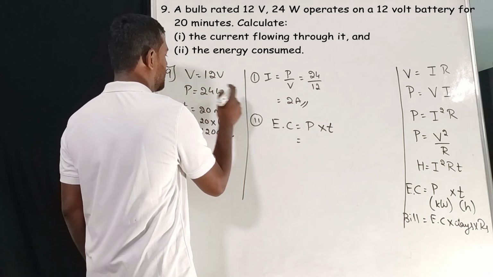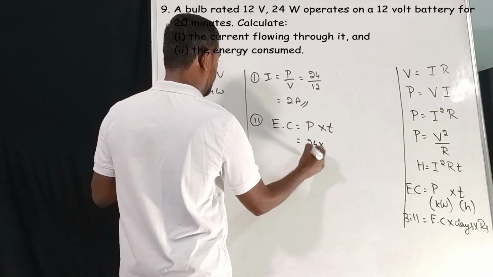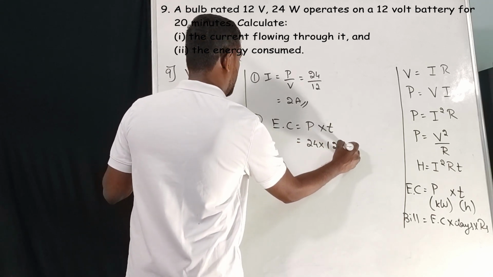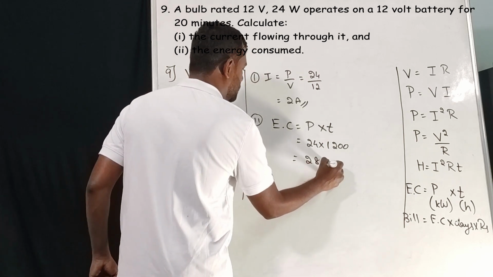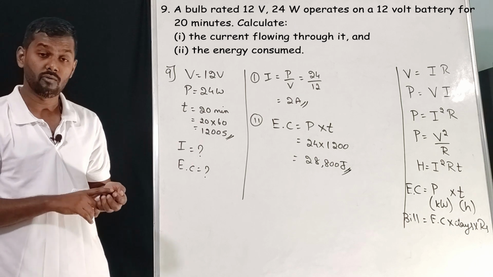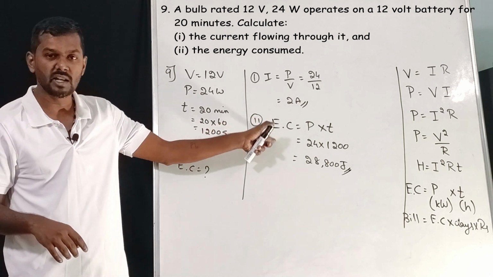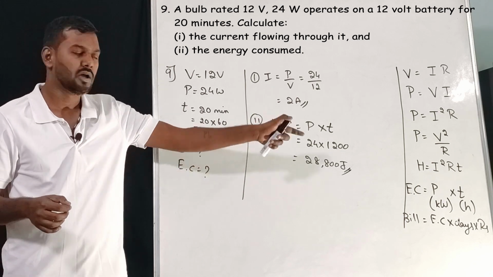Power is given as 24, into time, which is given as 1200, so this will be 28,800 joules. That's it. You need to understand when to find the answer of energy consumption in terms of kilowatt hour and when to convert that into joules.